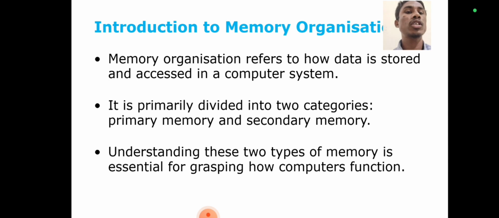First of all, introduction to memory organization. Memory organization refers to how data is stored and accessed in a computer system. It is divided into two types, that are primary memory and secondary memory. Understanding these two types of memory is essential for grasping how computers function. Nowadays the technology is improving day by day. Now all the activities are done only with computers.